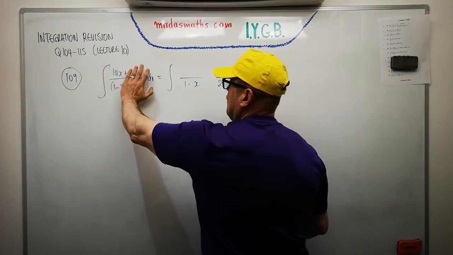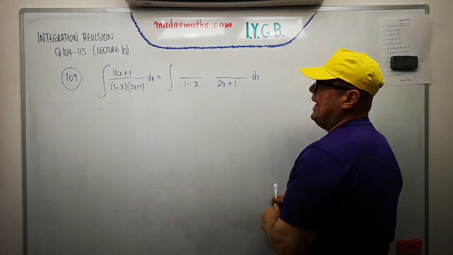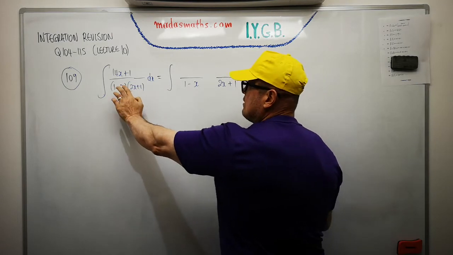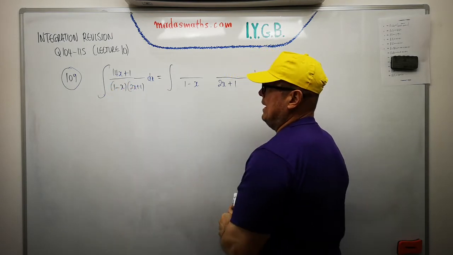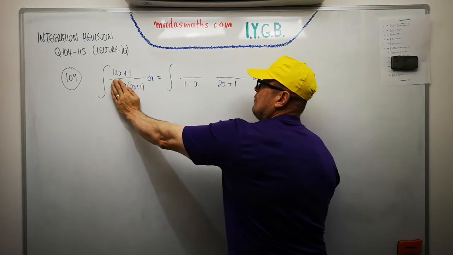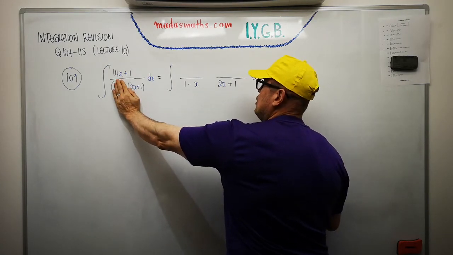I'm looking at this expression here, which I'm trying to split, and I'm looking at this fraction. What value of x makes this 0, makes it disappear? And quite clearly, the answer is 1, okay? So if I put x is equal to 1, this will be gone.